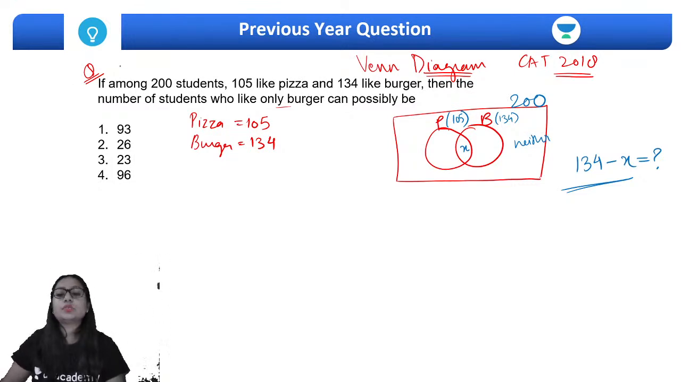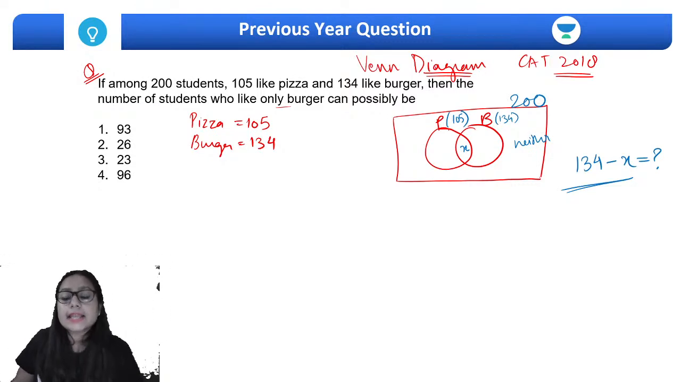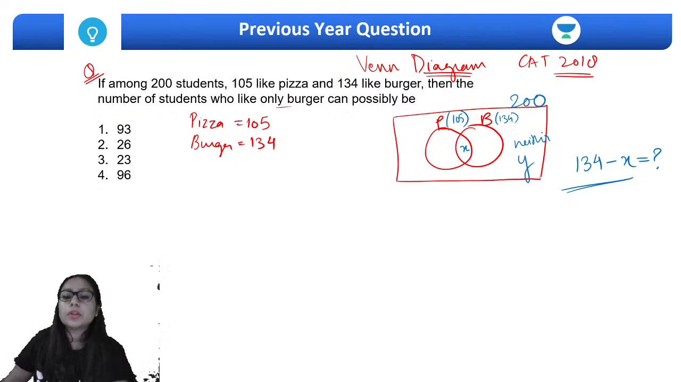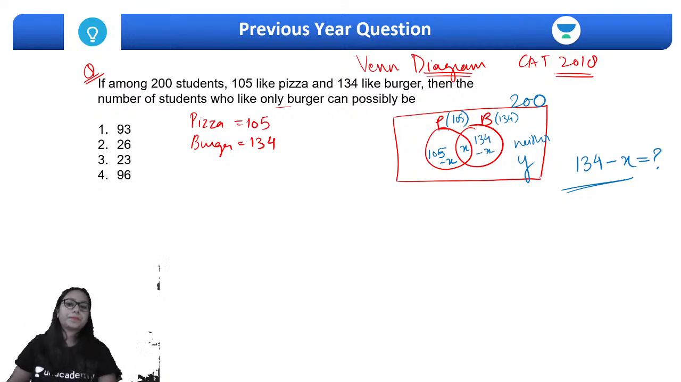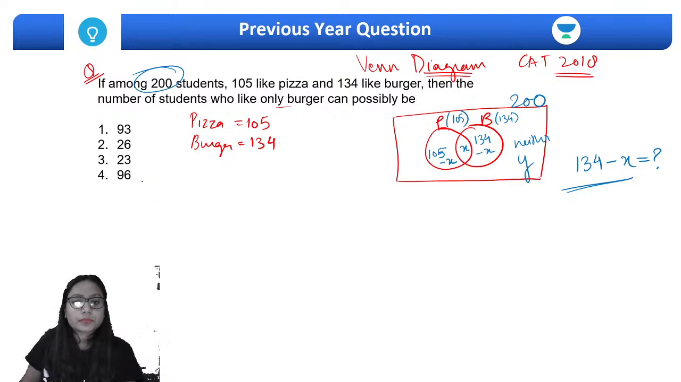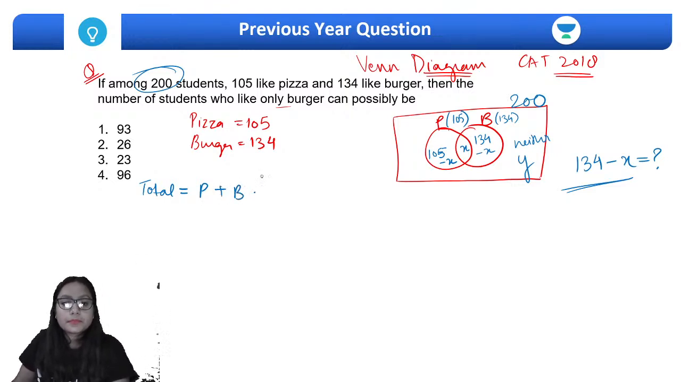Okay, let us do this now. So see, I have taken X as the number of people who like both pizza and burger. Now let us take Y as the people who like neither pizza nor burger. So this area would be given by 105 minus X and this area would be given by 134 minus X. And we know that the total number of students is 200. So I can write the total is equal to number of people who like pizza plus burger minus the people who like both plus neither. Okay, this is my equation. So let us rewrite this.